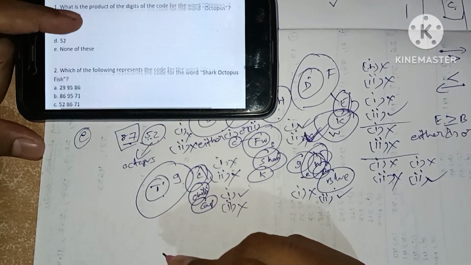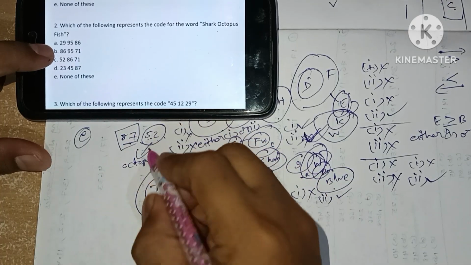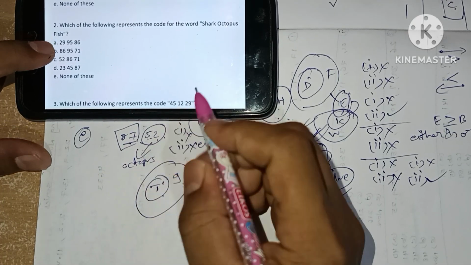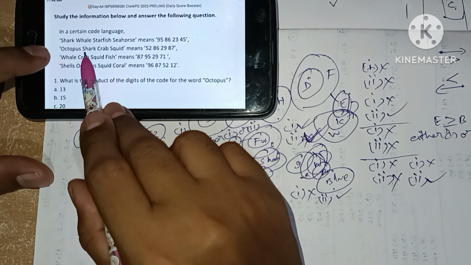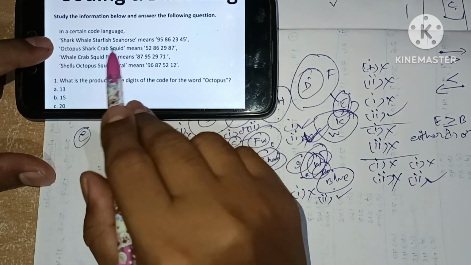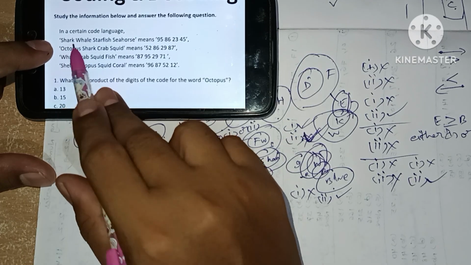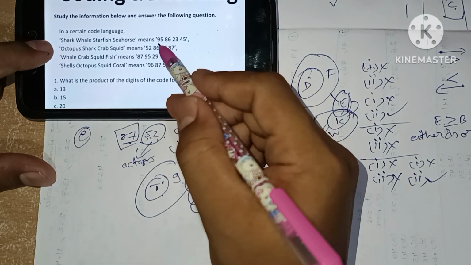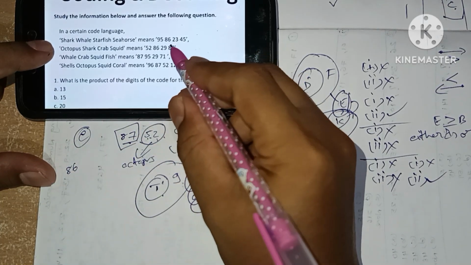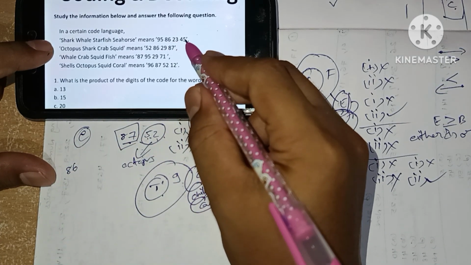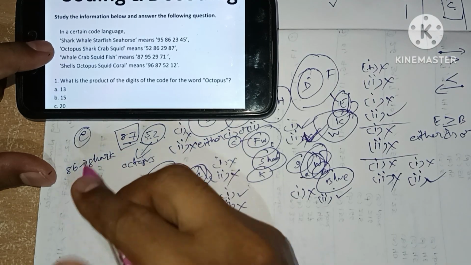Next, let's see the second question. Which of the following represents the code for shark, octopus, fish? Octopus is 52. We need to find the shark and fish. Here shark is here, and is there any place for shark again? No. Here there are 2 sharks. So common for these 2 is 86. Is there any common? 23, no. 45, no. So 86 is a shark. Next one is fish.